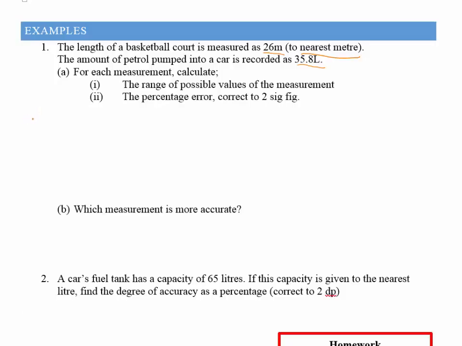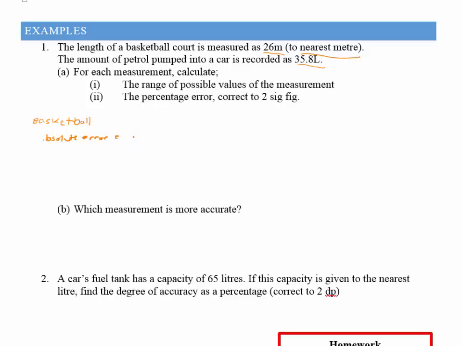So let's have a look at the basketball court first. It says the range of possible values of the measurement. The first thing you have to work out is the absolute value, or the absolute error.